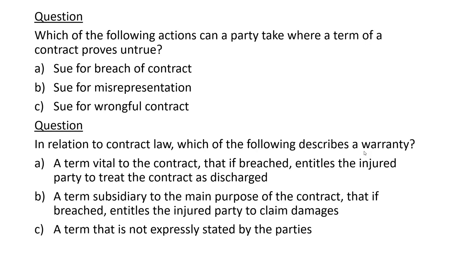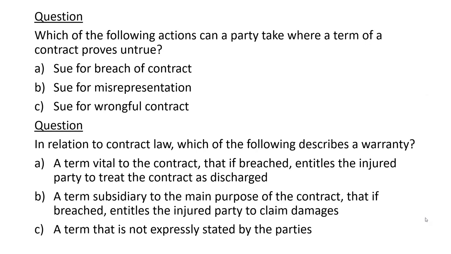Coming to the next question, which of the following actions can a party take where a term of a contract proves untrue? Sue for breach of contract, sue for misrepresentation, and sue for a wrongful contract. So if a term of a contract is not fulfilled, you can sue the other party for breach of contract. A option is the correct one.